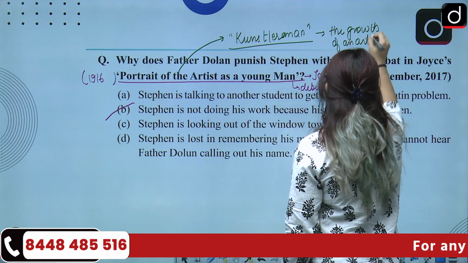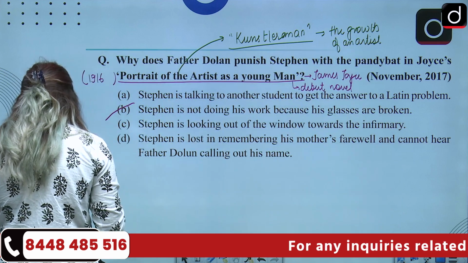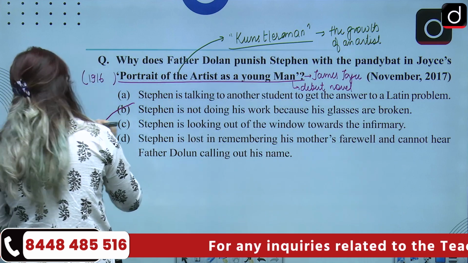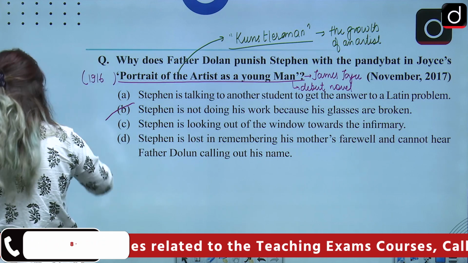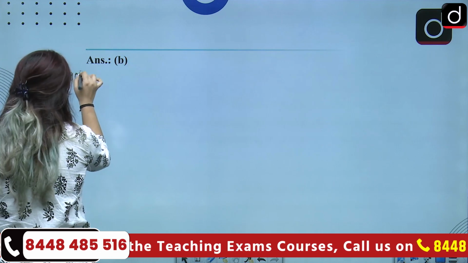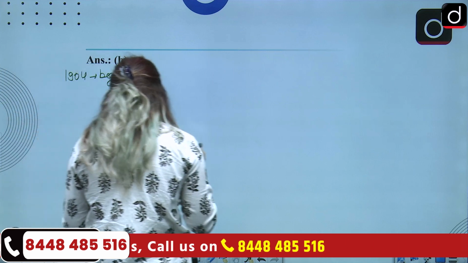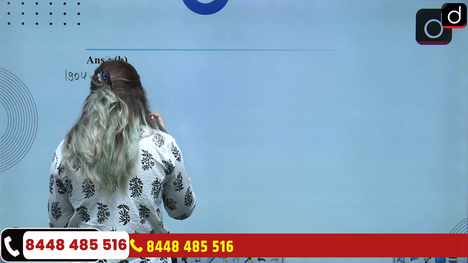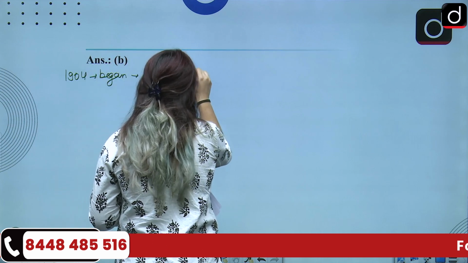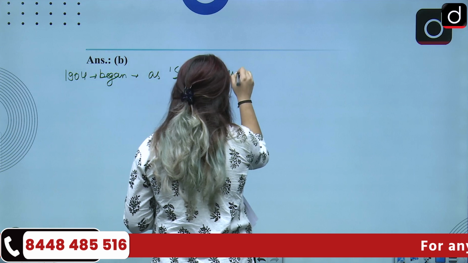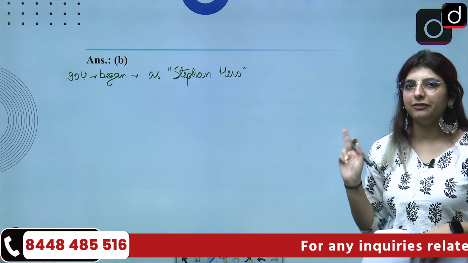ठीक है, that is what this word means. So this particular work is named as that, right? ये जो work था 1904 में already James Joyce ने 1904 में Joyce ने begin कर दिया था ये work. At that particular time period, it was known as Stephen Hero. तो ये अलग से क्वेश्चन आया था कि what was a prequel, prequel to Portrait of an Artist as a Young Man? It is Stephen Hero.